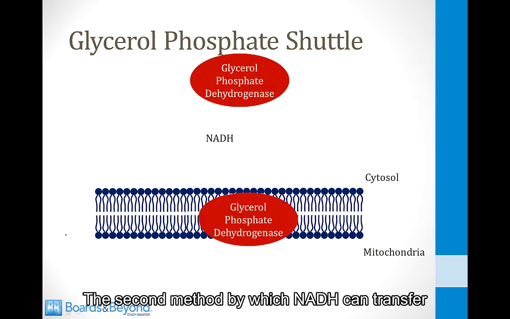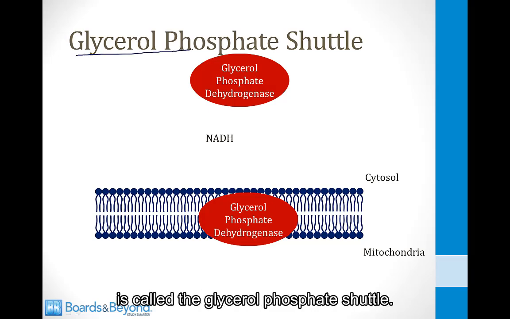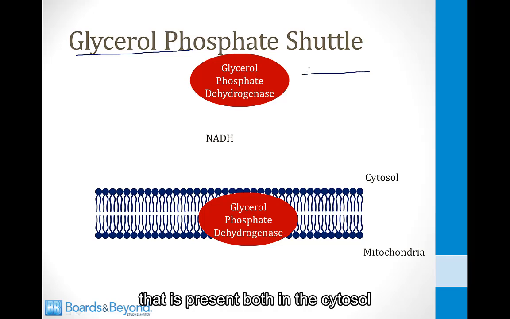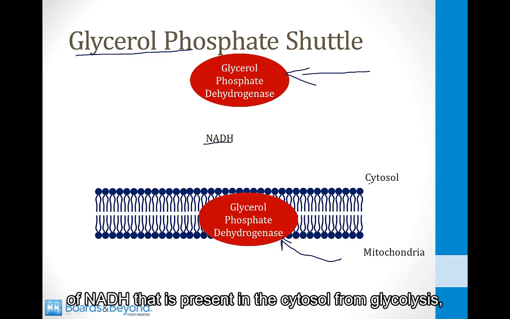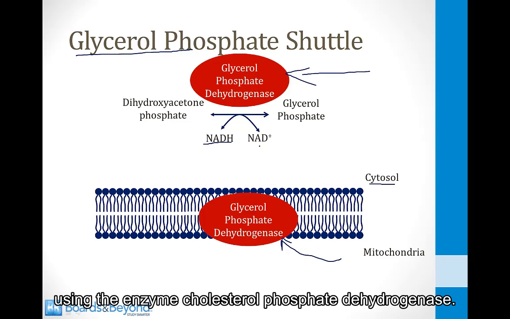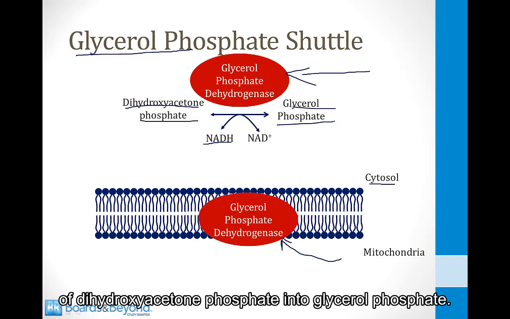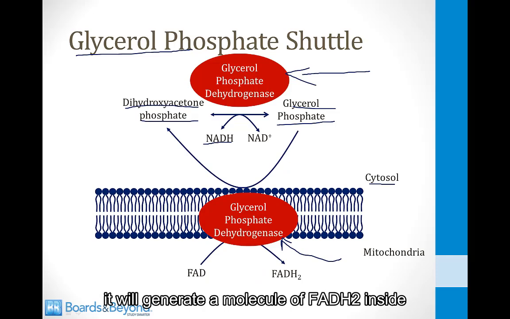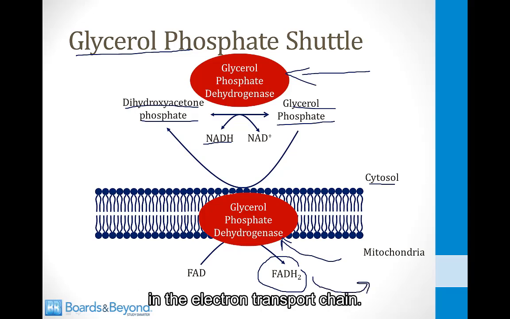The second method by which NADH can transfer its electrons into the mitochondria for use in the electron transport chain is called the glycerol phosphate shuttle. This involves an enzyme called glycerol phosphate dehydrogenase that is present both in the cytosol and also in the mitochondrial membrane. In this case, we start with a molecule of NADH that is present in the cytosol from glycolysis, and we convert it into NAD+ using the enzyme glycerol phosphate dehydrogenase. This enzyme will convert a molecule of dihydroxyacetone phosphate into glycerol phosphate. The mitochondrial version of the enzyme then will convert this back, and in doing so, it will generate a molecule of FADH2 inside of the mitochondria, which can directly go and participate in the electron transport chain.